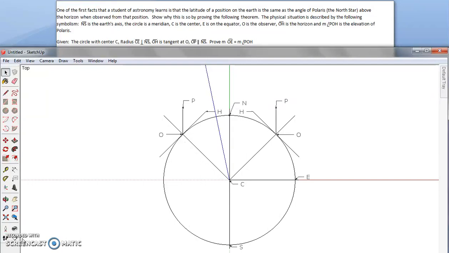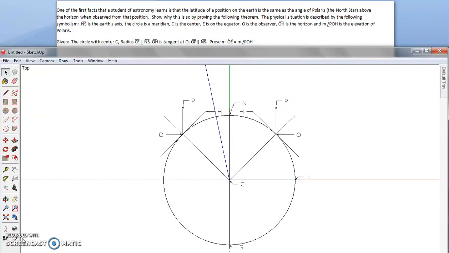And the reading is taken from a geometry book printed in 1967, the Addison Wesley Series in Science and Mathematics Education, page 472. And it's an honors problem. One of the first facts that a student of astronomy learns is that the latitude of a position on the Earth is the same as the angle of Polaris, the North Star, above the horizon, when observed from that position. Show why this is so by proving the following theorem.